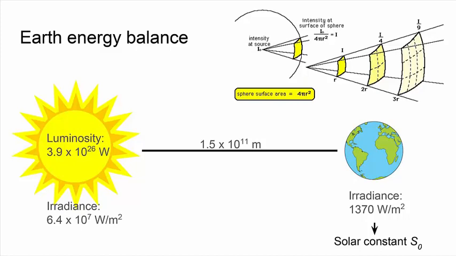And then because of the inverse square law, which says that intensity drops by a factor of 1 over the radius squared, as you get further away, the irradiance diminishes. The separation between the Earth and the sun is around 1.5 times 10 to the power of 11 meters. And you can see once it gets to the top of the atmosphere, the intensity reaching the Earth is 1370 watts per meter squared. And this value is referred to as the solar constant.